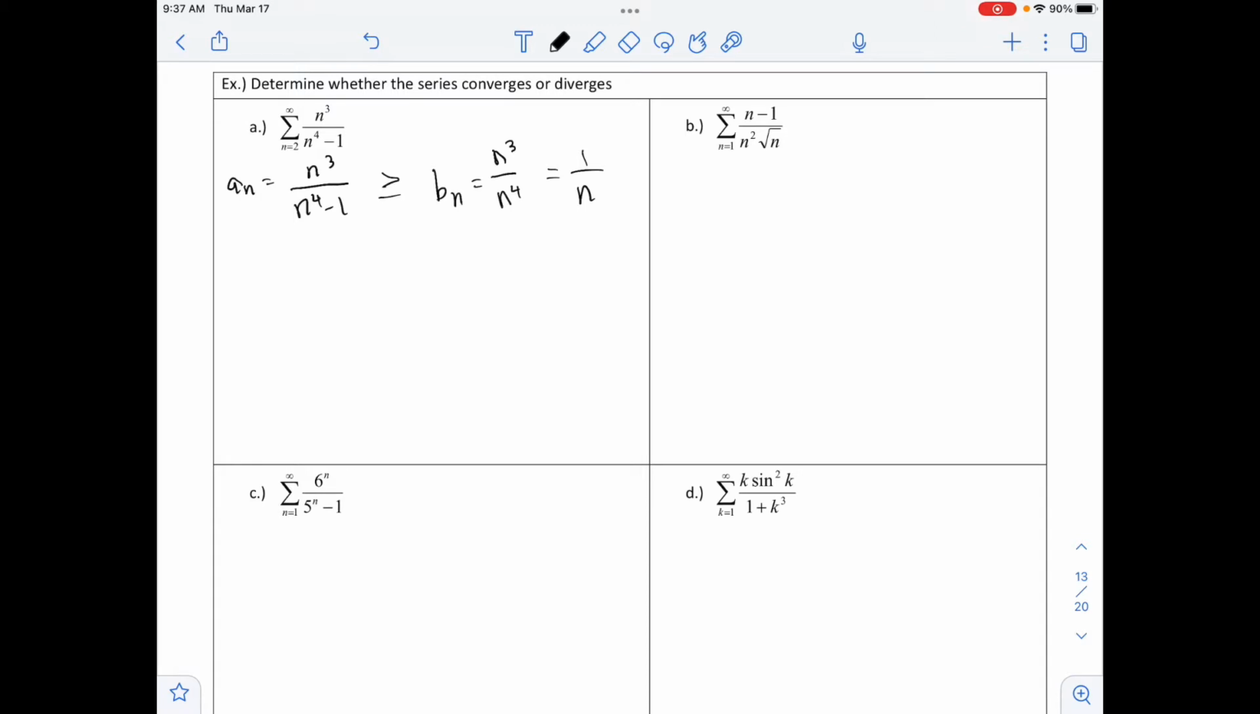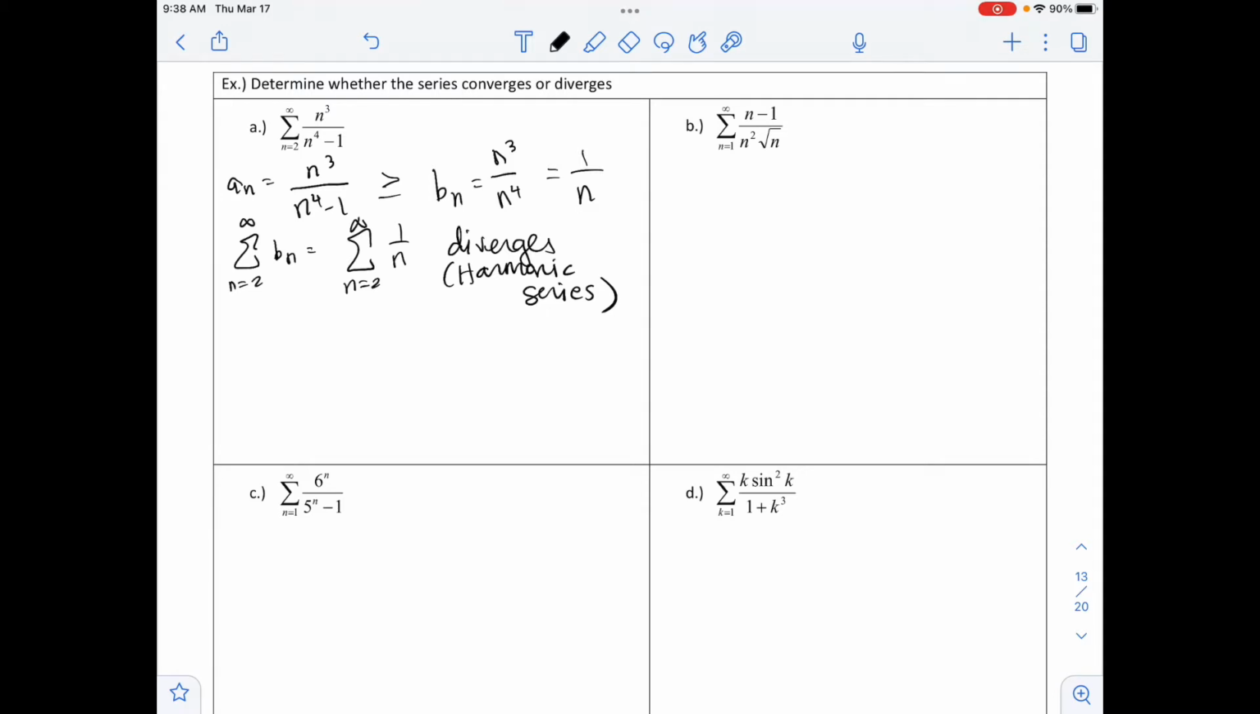And we know that the sum from n equals 2 to infinity of my b sub n here, which is the sum from n equals 2 to infinity of 1 over n, is going to be divergent. And it diverges because it's a harmonic series. So again, make sure you state the reason why. If it's a test, this is by definition of a harmonic series.